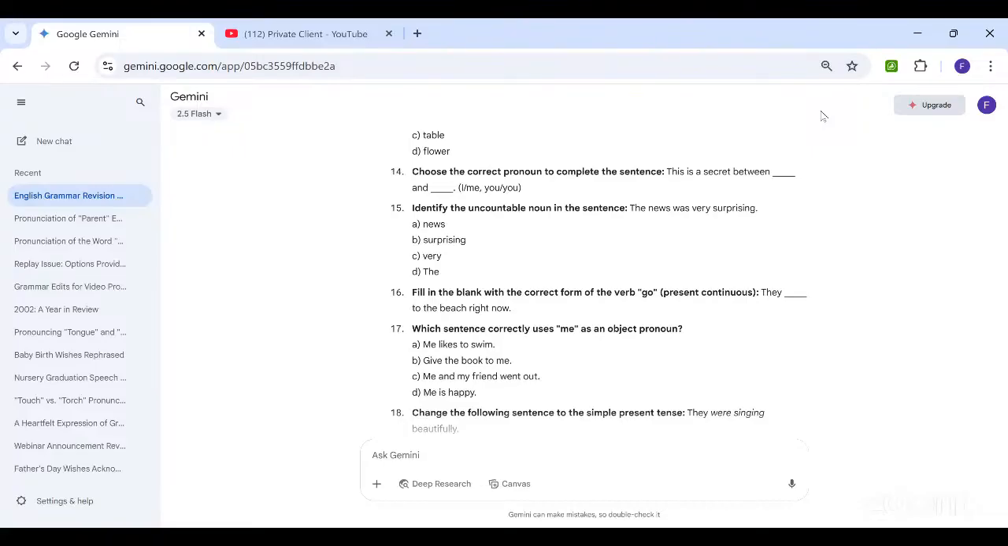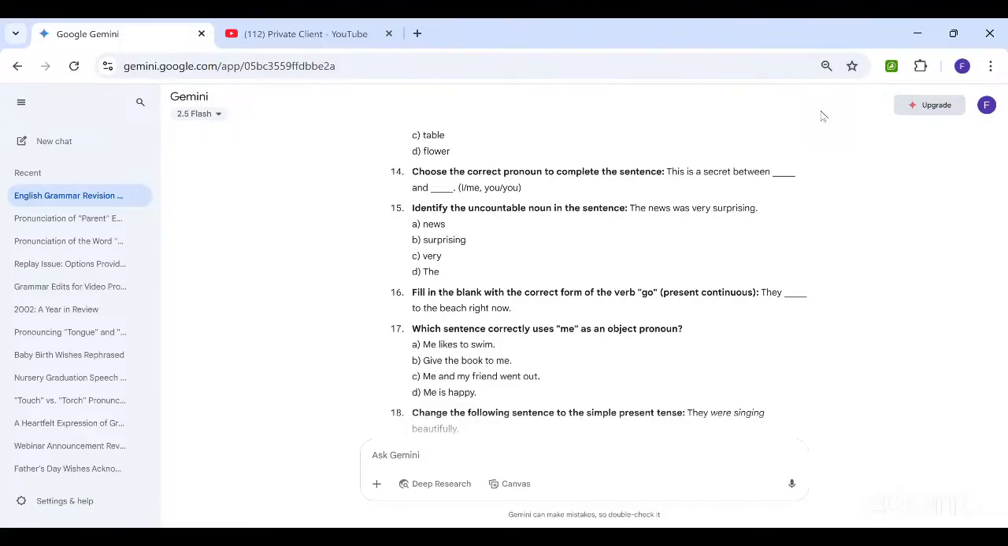Number 17. Which sentence correctly uses me as an object pronoun, object receiver of the action? Me likes to swim. Give the book to me. Me and my friend, me is happy. It's B. Give the book to me. Okay. Me and my friend, no. Me likes. Okay, yes, B is correct.